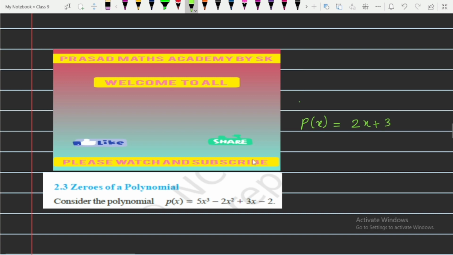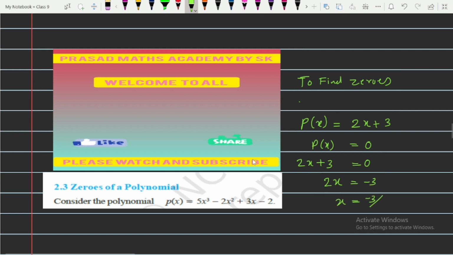To find the zeros of the polynomial, what we have to do is equate the given polynomial to 0, that is, p of x equal to 0. So p of x equal to what? That is 2x plus 3 equal to 0. Here you have to find the value of x: 2x equal to minus 3, and x equal to minus 3 by 2.